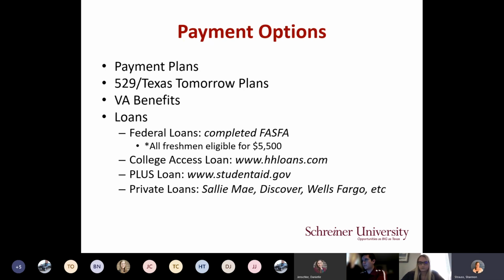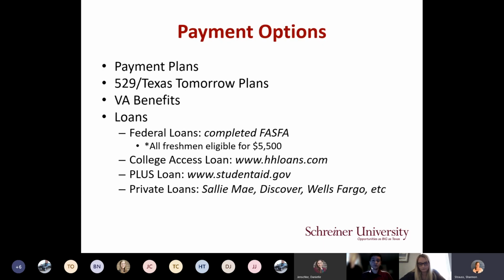And then for loans, so federal loans, for the completed FAFSA, again, all freshmen are eligible for $5,500. That's regardless of what your EFC is. Another loan out there is the College Access Loan. This loan is through the state of Texas. It has a 0% origination fee. It's hhloans.com. What I will tell you about this loan is it can take a couple weeks to hear back from the state. So once you submit everything, it can take a couple weeks to have an answer, and you're either approved or you're denied. So if you are interested in that, I do recommend completing that as soon as possible so that we can get that on your account.